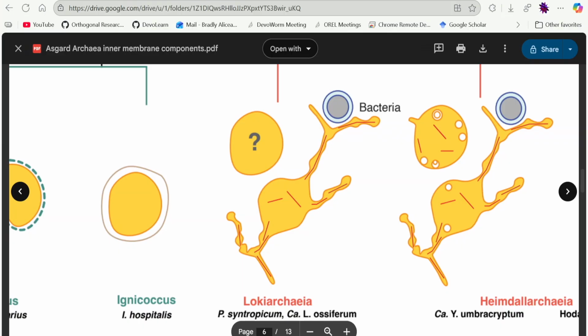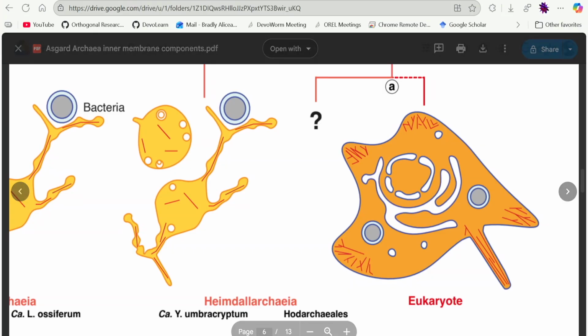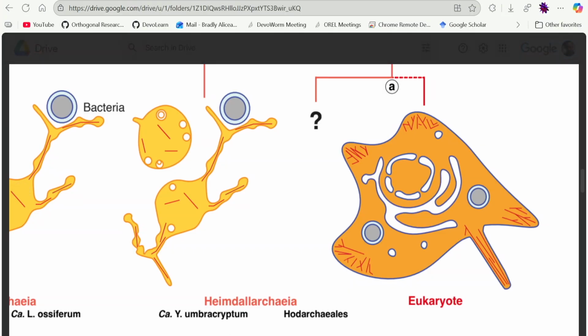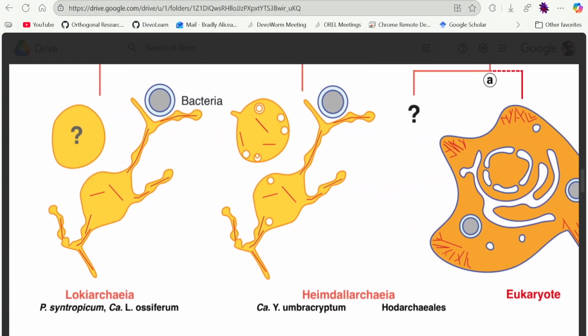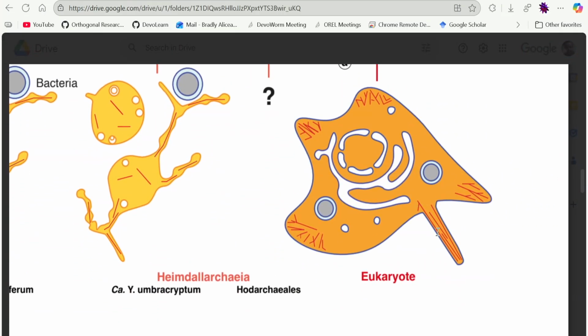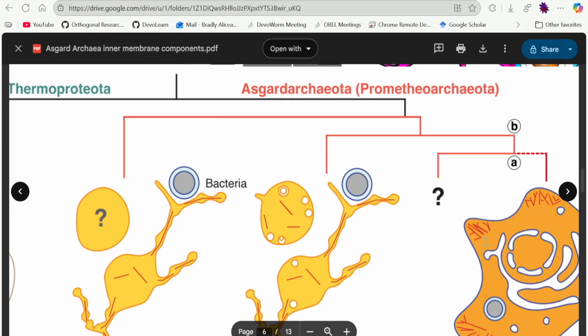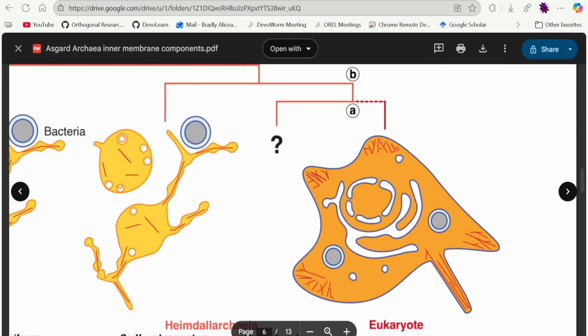So the Lokiarchaea and the Hamdallah Archaea have filopodia. They have these protrusions. They have the inner cell body. They have the compound vesicles, and those are all things you see in eukaryotic cells. You have the protrusions here, the filopodia. You have the compound vesicles, and you have other organelles, and you also have the cytoskeletal structure, which you see here.